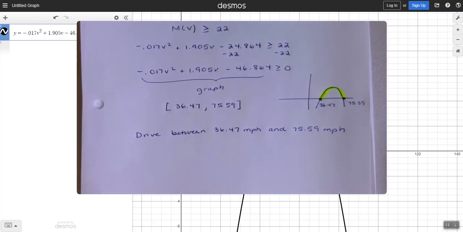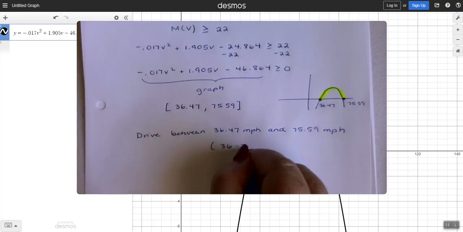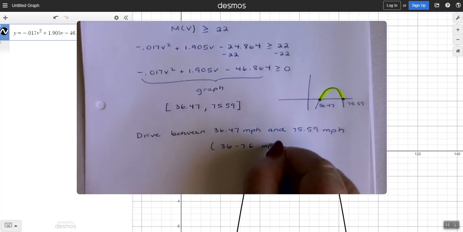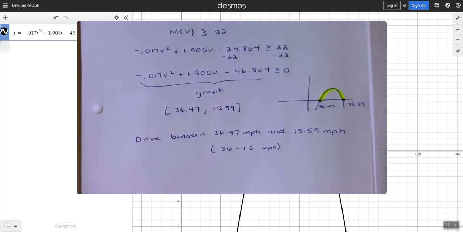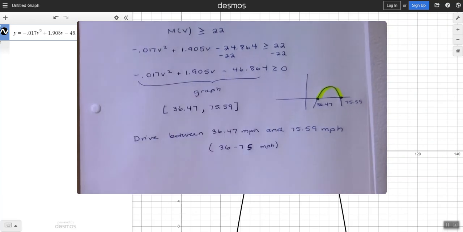I wouldn't argue with anyone who just wanted to round those to the nearest whole number, because we don't usually think of our driving speeds in quite that detailed terms, right, in terms of decimals, so 36 to 76 miles per hour, basically. I guess at 76 we're a little over. Maybe we should go with 75. All right, so that brings us to the end of section 3.6.